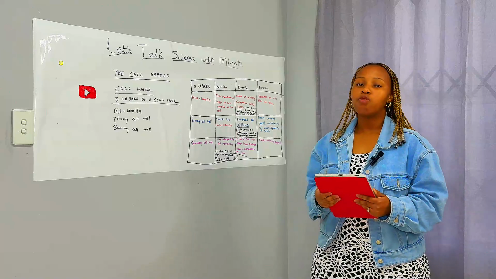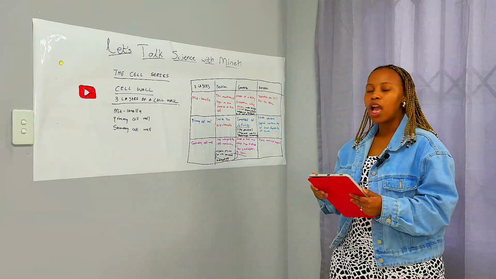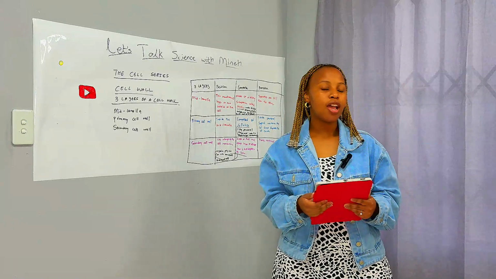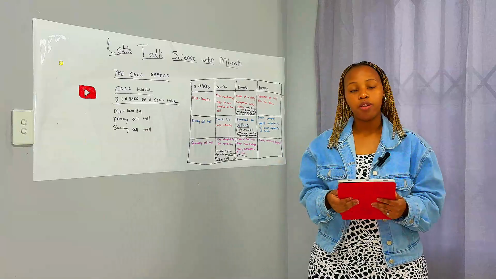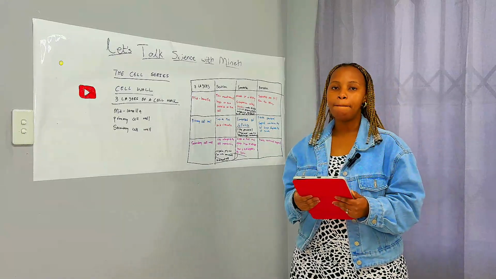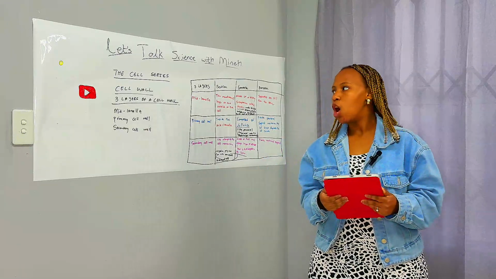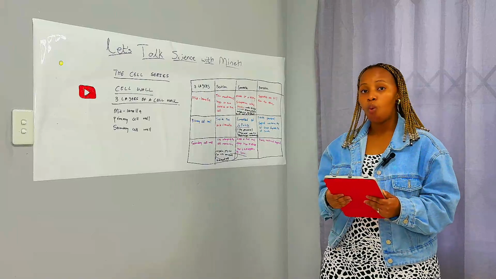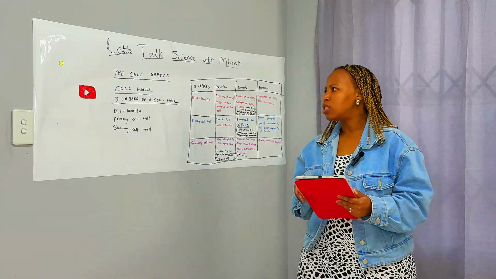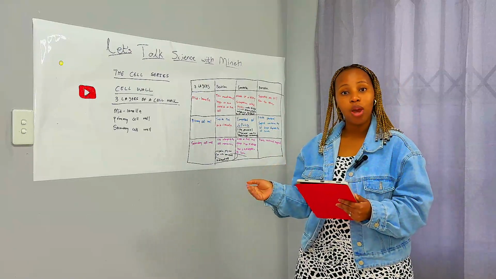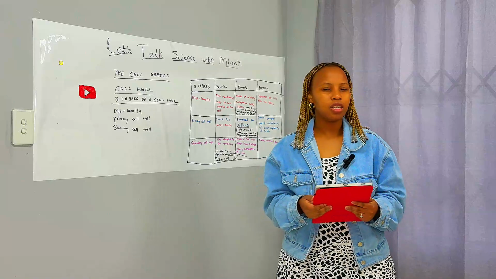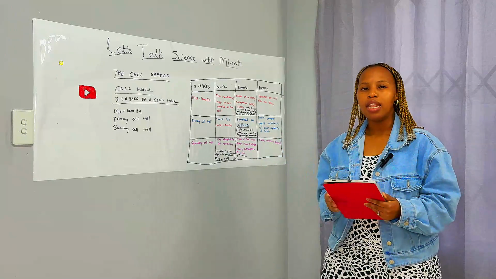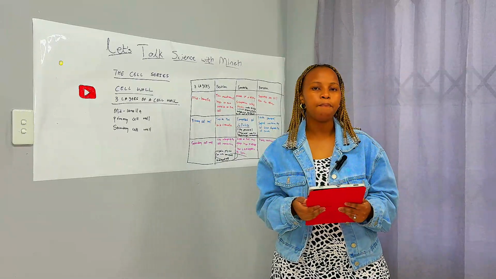So we're going to be going through what I call the cell series, which means we won't try to cover the cell in one video. We're going to go through it bit by bit, piece by piece. We're going to be starting with the cell wall. But before we get into the cell wall and its three wonderful layers, I just want us to go through a little bit of background, right?